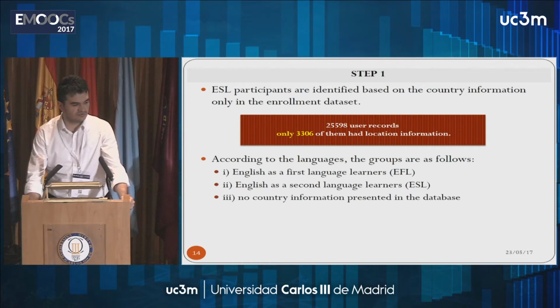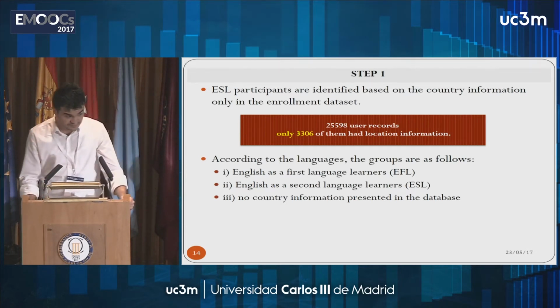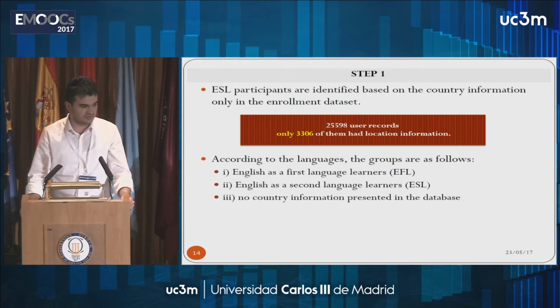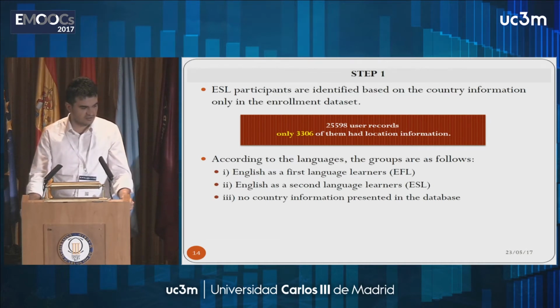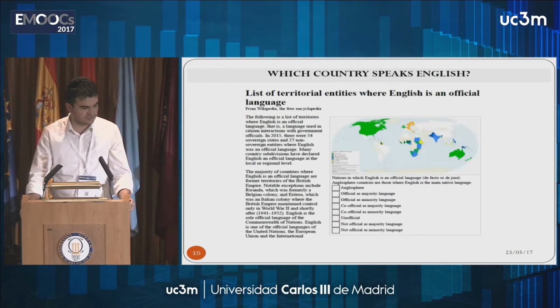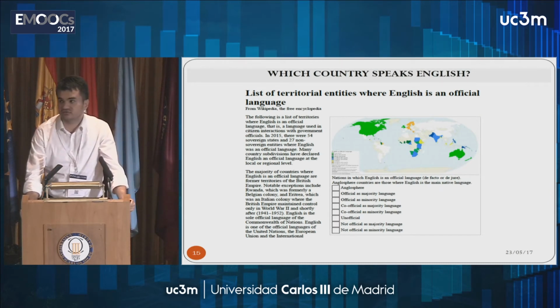In our first step, as I told you, we had two basic learner groups: English as a second language and English as a first language users. In our lecture's records, there were nearly 25,000 users, but only 3,000 of them had country information. So in our study, we used only those 3,000. We filtered the data. And how do we understand who are English as a second language and English as a first or primary language users? We used two Wikipedia articles to decide.